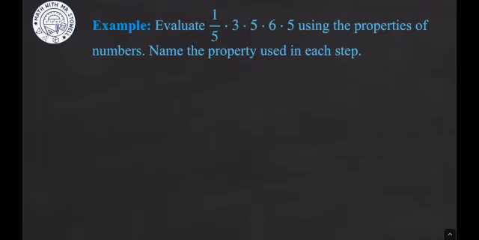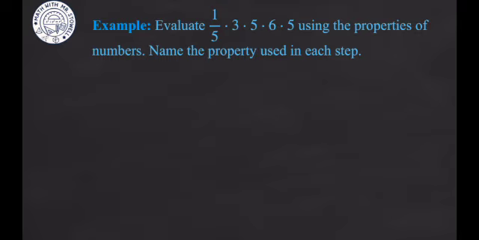Let's look at this one. Evaluate 1 over 5 times 3 times 5 times 6 times 5. That looks ugly. We don't like to multiply lots and lots of numbers together. You would most likely want to use a calculator. But we can do this without one. Use the properties of numbers. Name the property of each step.